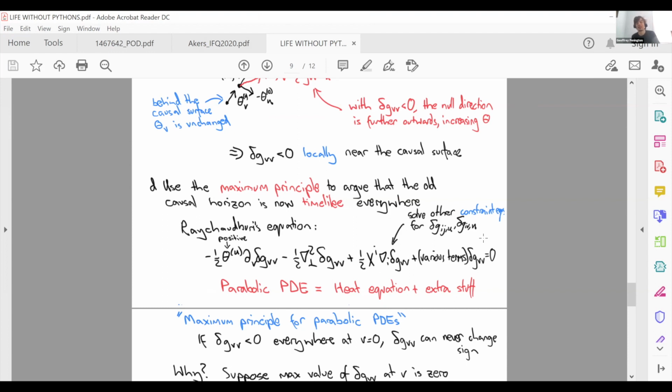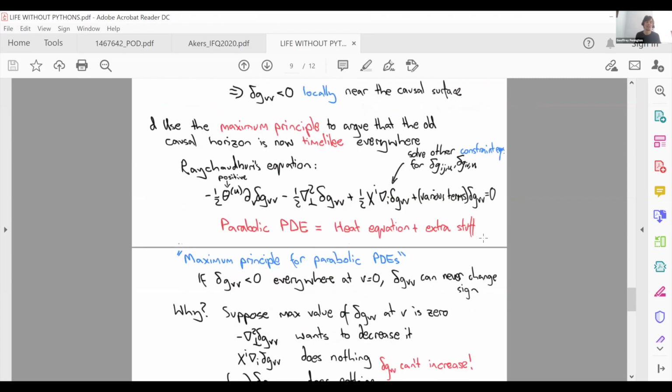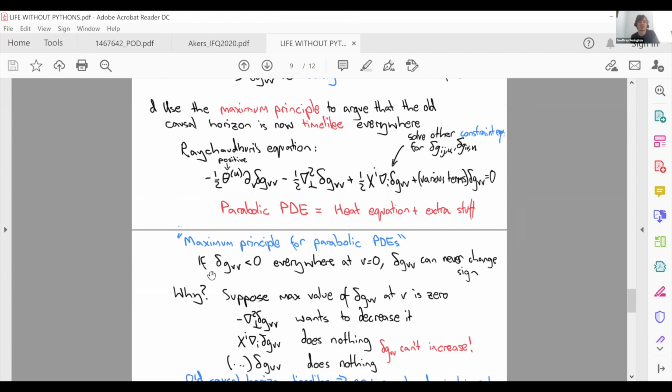Okay, and then you can apply a very powerful result that mathematicians call the maximum principle for parabolic PDEs, and I call a relatively intuitive fact about how PDEs that look like the heat equation work. So what is that? It's that if delta G_VV was negative everywhere at v equals 0, i.e. at the causal surface, which it was because we had this discontinuous drop that we needed to correct with some delta G_VV source, then actually delta G_VV can never change sign.